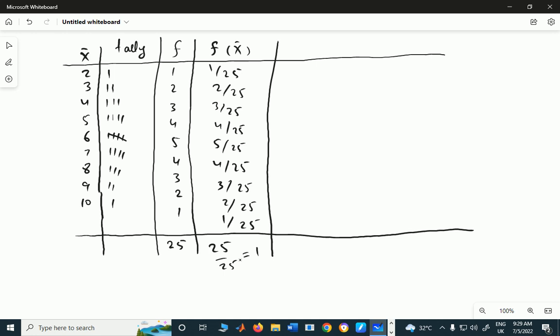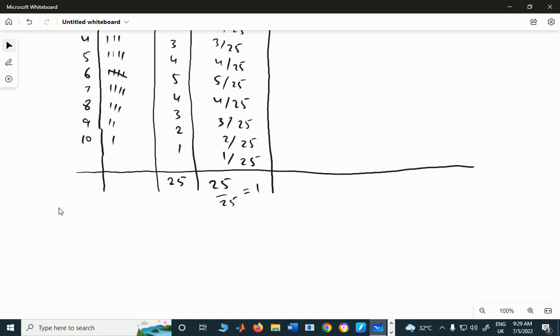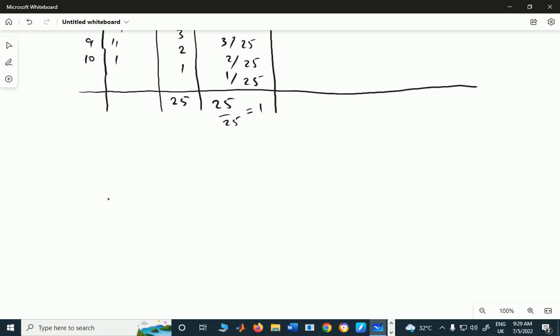Now, according to the property, we need a few things. For example, the property is mu x bar equal to mu. So, we need the left hand side, and this is the right hand side. For the left hand side, we need summation x bar into f of x bar.